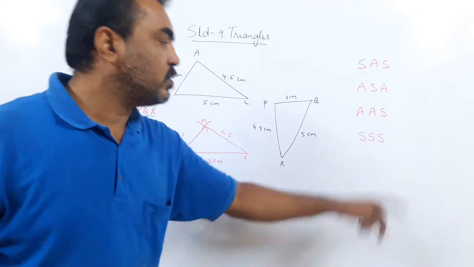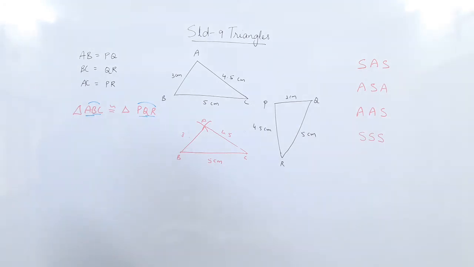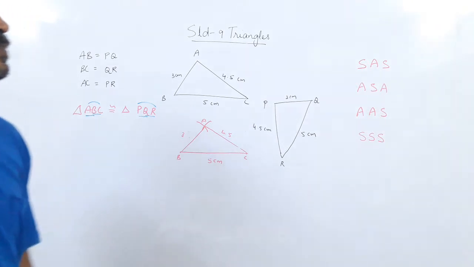So we have done the fourth theorem today, which is SSS. So what is SSS? In two triangles, if the corresponding sides, meaning only the three sides, are equal, then the triangles are congruent. This time the angles are not mentioned.